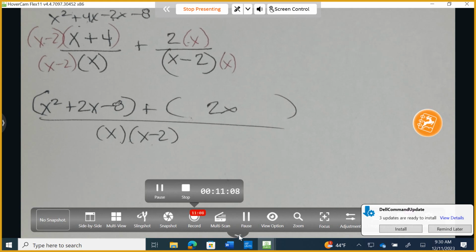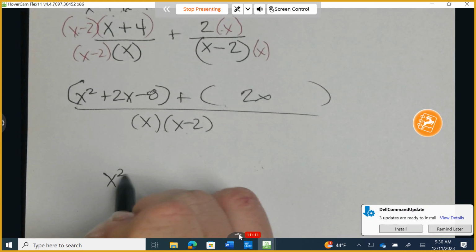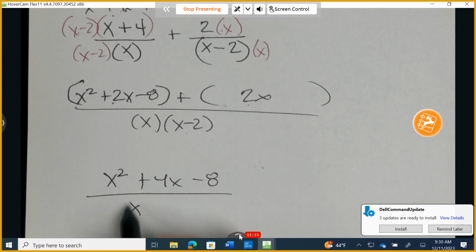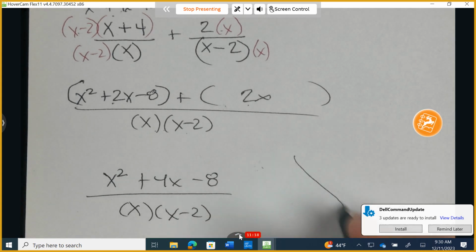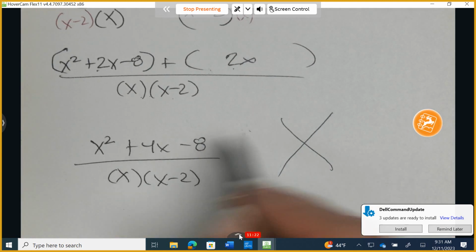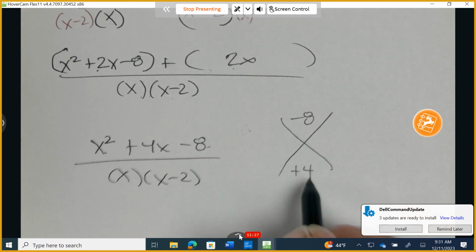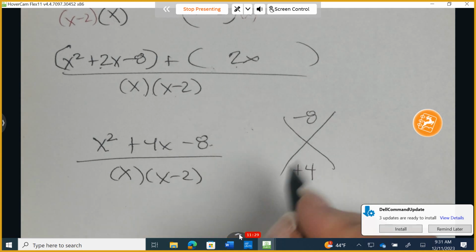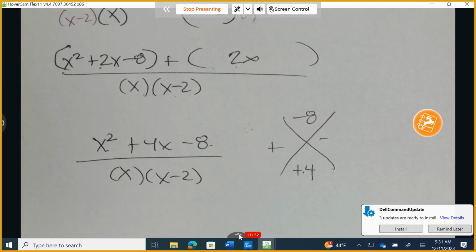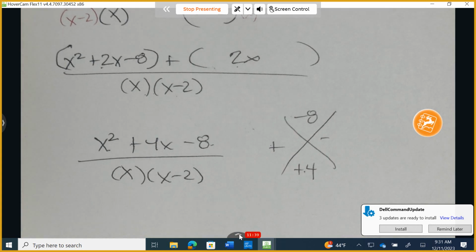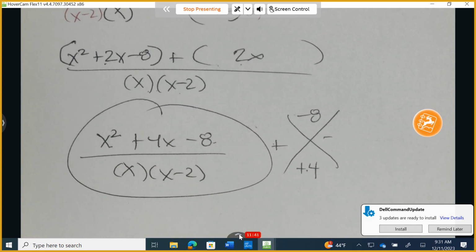Now, my last step will be to combine: x squared, 2x and 2x is 4x, minus 8 over this quantity. And I do want to ask myself, is it possible to go ahead and factor this? Let's check. What multiplies to equal negative 8 and combines to give us positive 4? So 1 and 8, they have to be different signs, and the larger number is going to be positive. 1 and 8 doesn't give me 4. Does 2 and 4, because 2 and 4 multiplies to give you 8, does 2 and 4 combine to give you 4? It's not factorable. This is my final answer.